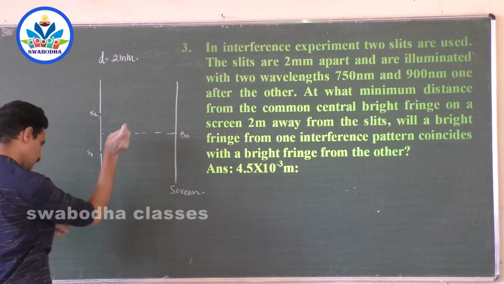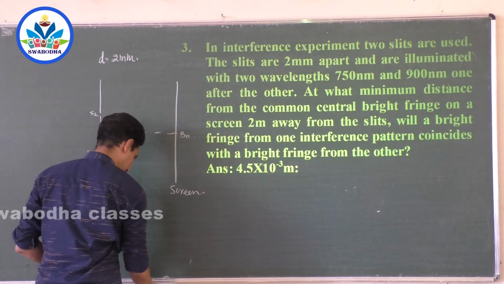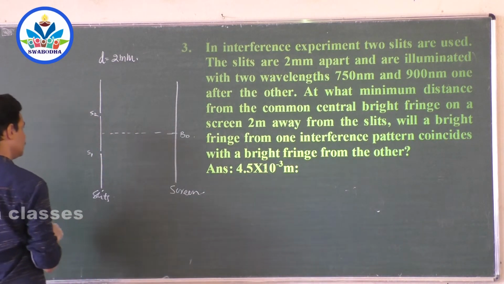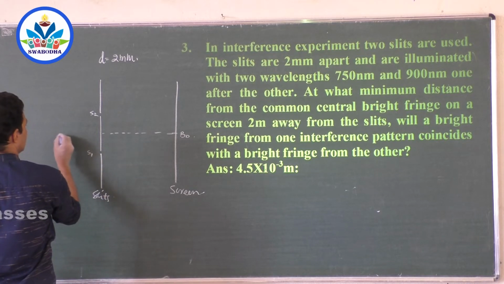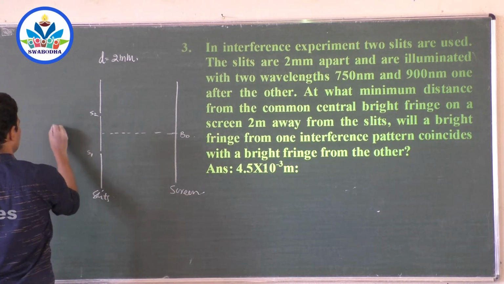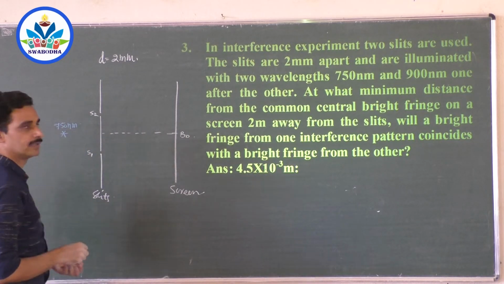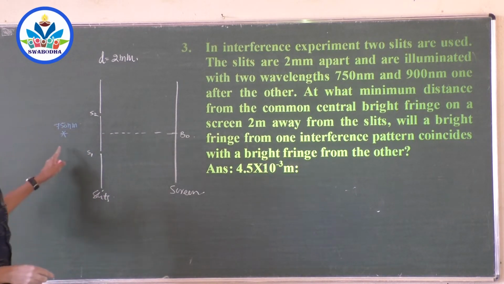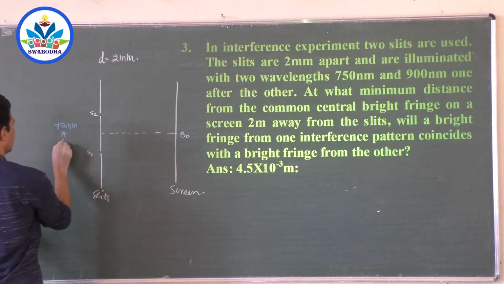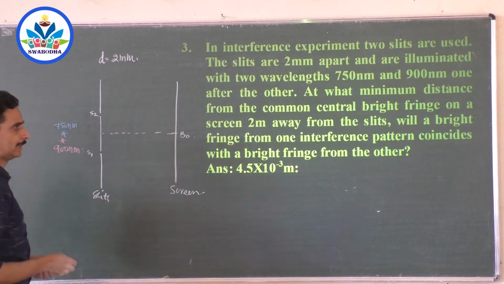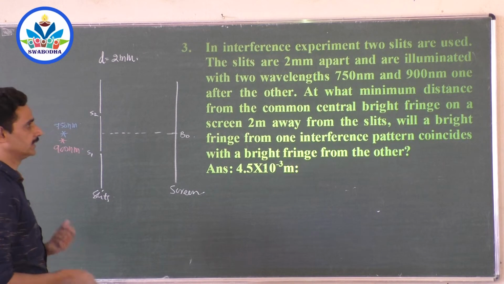Now the question is, they are using two wavelengths of light. One is 750 nanometer. Say 750 nanometer is written like this. So this is 750 nanometer. Hope you can see this. And another one is 900 nanometer. But both are not switched on simultaneously, one after the other.